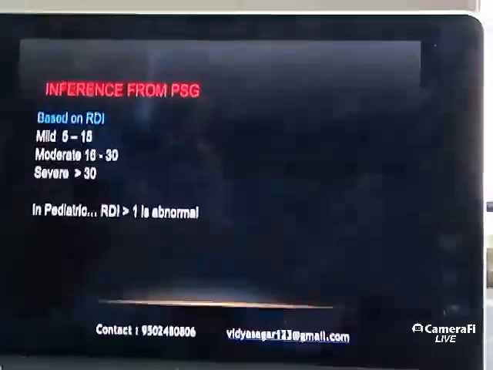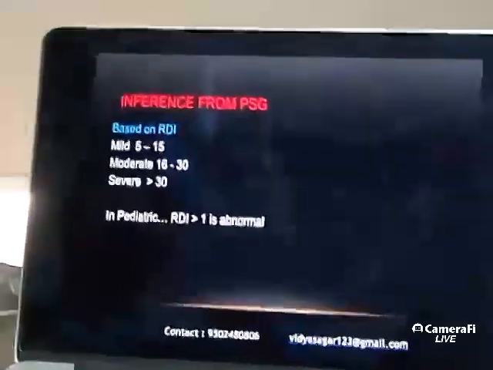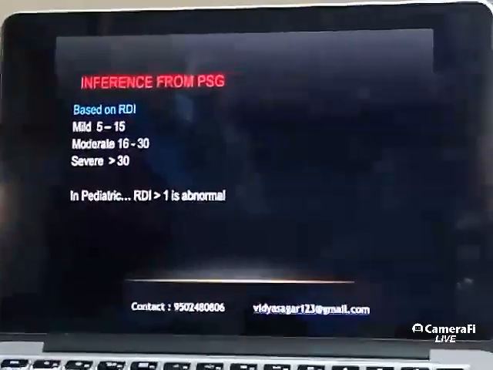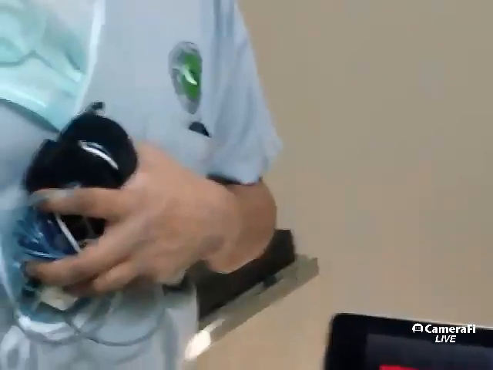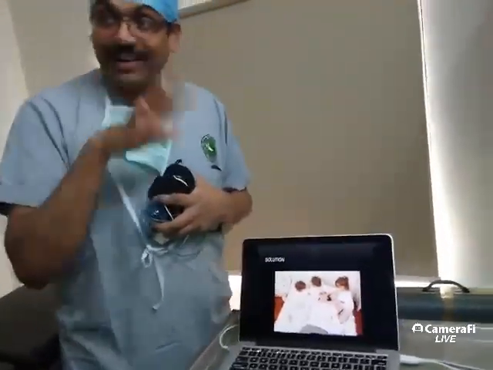Okay, so based on the RDI we classify into mild, moderate, severe. Of note, you have to note that in the pediatric age group, even more than one episode of AHI or RDI, more than one, is considered abnormal, and if more than 10 it is considered severe sleep apnea. But that is for pediatric. That is not for adults.